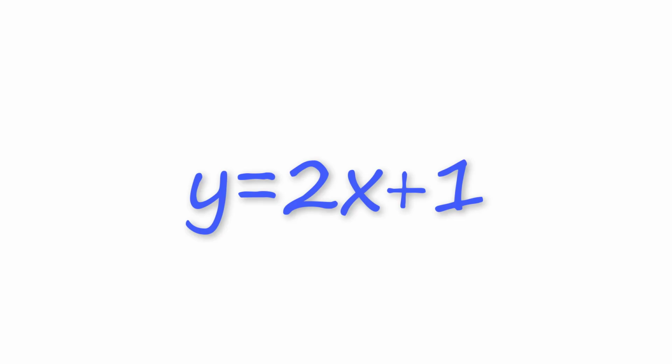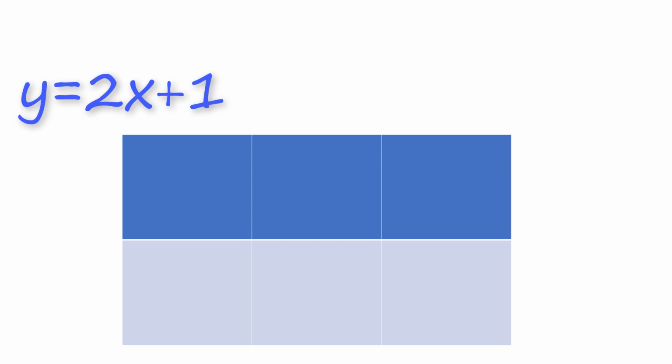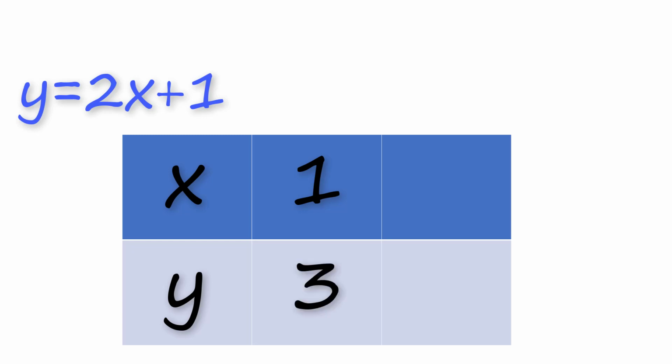Now, let's say we have this equation here, y equals 2x plus 1. First, we have to create a table like this. The table must include a row for the x-axis and the y-axis. Now, we could pretty much substitute any number as the x-coordinate and then use the equation to find the y-coordinate. Let's say we have 1 as the x-coordinate. The y-coordinate will be 2 times 1 plus 1, which is 3.